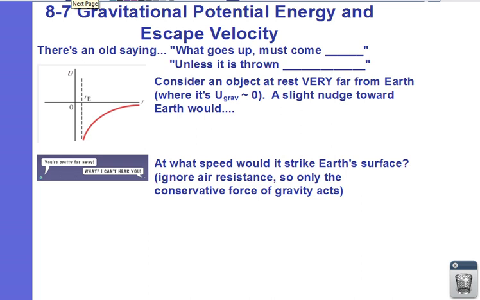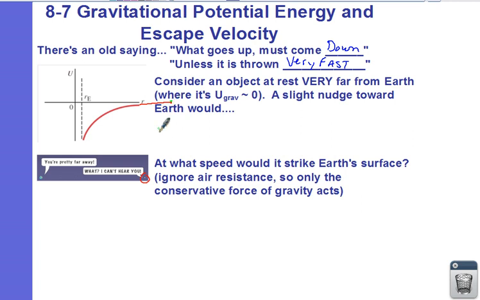There's an old saying in physics, what goes up must come down. And I'm going to add to that this extension, unless it's thrown very fast. So if we throw it fast enough, we should be able to escape Earth's gravitational pull, or any other body that is exerting some sort of gravitational attraction. So let's consider an object that is very far from the Earth. So its gravitational potential energy is essentially 0. So we're way out here, perhaps way out here at this particular point. Now it's not moving, so it also has 0 kinetic energy at this point.